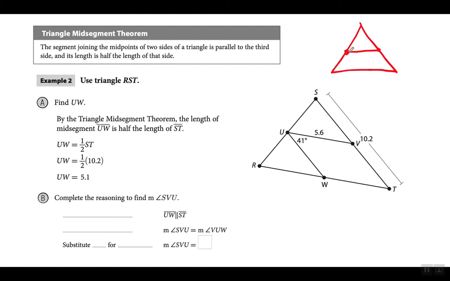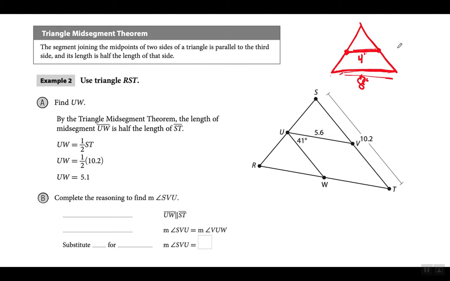Okay, so let me add some numbers. Let's say the midsegment measures 4 centimeters, or 4 whatever. The base, or the third side, is going to be 8. The midsegment is always half of the third side. Let me say that better. The midsegment is always half of the side at the bottom, and the side at the bottom is always double the midsegment.